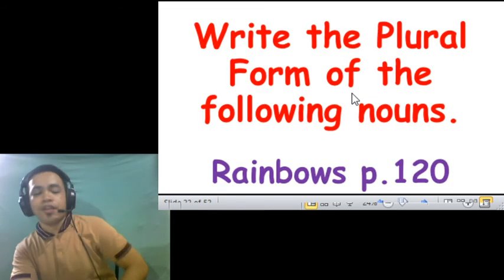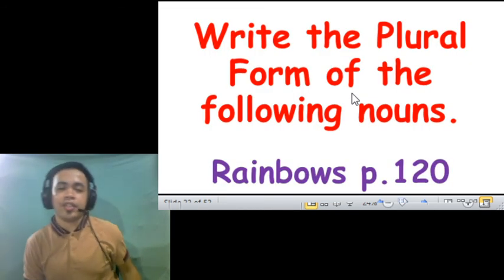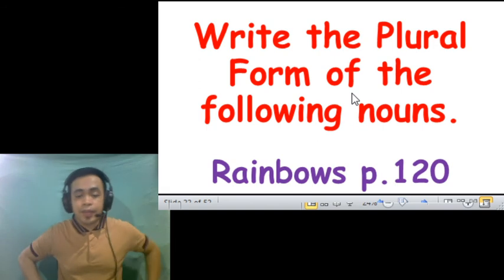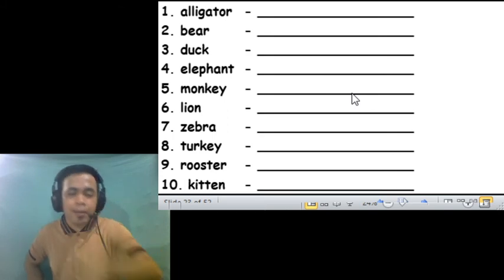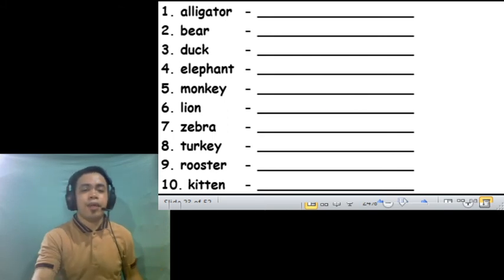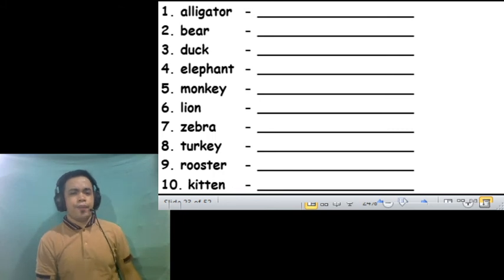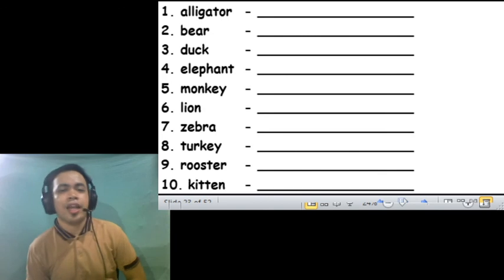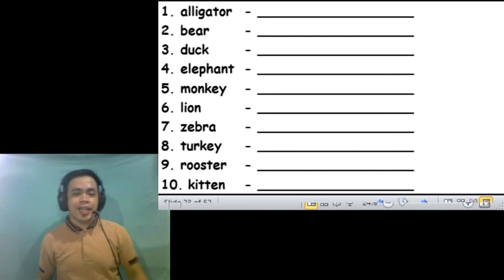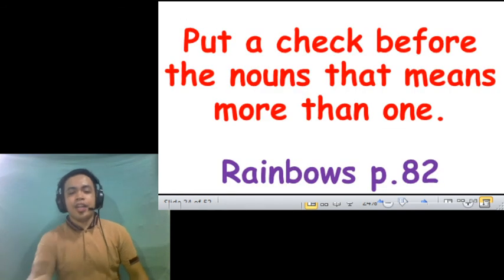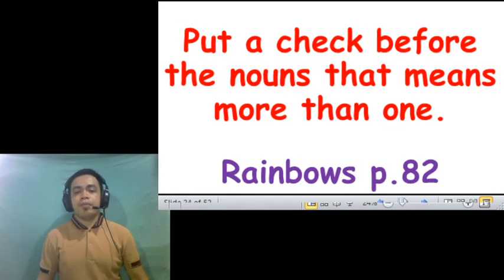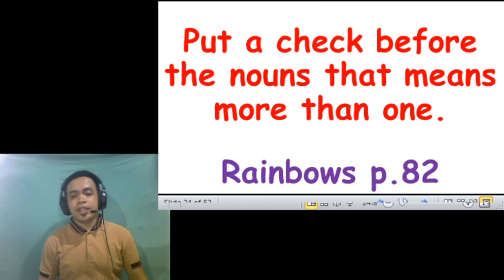Okay? So for a follow-up activity today, write the plural form of the following nouns. It is found in your Rainbows page 120. Isusulat nyo lang sa guhit na blue yung plural ng mga salitang ito. For example, number 1, what is the plural of alligator? Can be alligators. So kopyahin, lalagyan ng S. Okay, ganyan ang gagawin hanggang number 10. Malinaw?